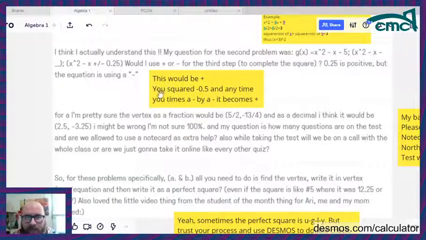Well, it would be positive, because to get that 0.25, what we did is we squared half of our b. So our b is negative 1, half of our b is negative 0.5, and then when we square it, we're multiplying negative 0.5 times negative 0.5, and anytime we multiply a negative by a negative, it becomes positive. So this should be a plus 0.25.